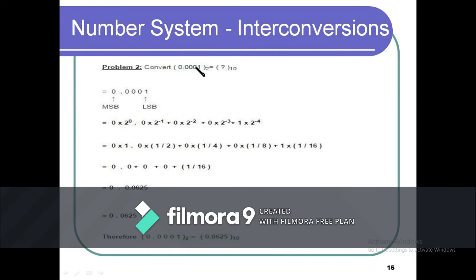Whatever the given value, left side, before the point, that is the most significant value, and the last value is the least significant. In the previous condition we saw there was no point in between the value. In that case you take 2 raised to 0 from the right side, but when a point is given in between the value, you take from the MSB side 0 into 2 raised to 0, and for the remaining digits after the point you put 2 raised to -1, 2 raised to -2, 2 raised to -3. Same when given in octal, you use 8 raised to -1, 8 raised to -2. Okay, and we calculate it with normal multiplication and we get the value. The answer of 0.0001 is the value 0.0625, that is the decimal.